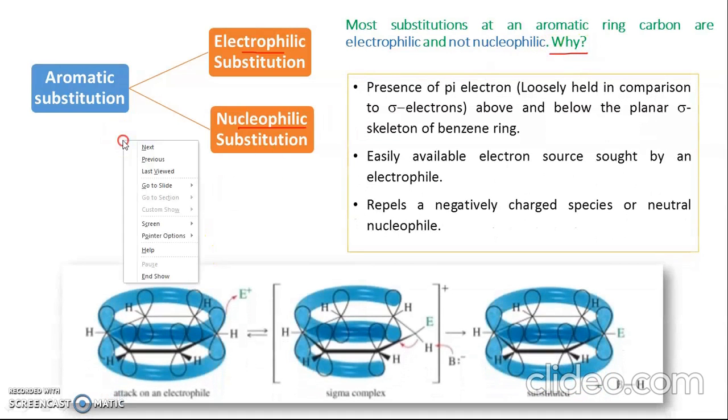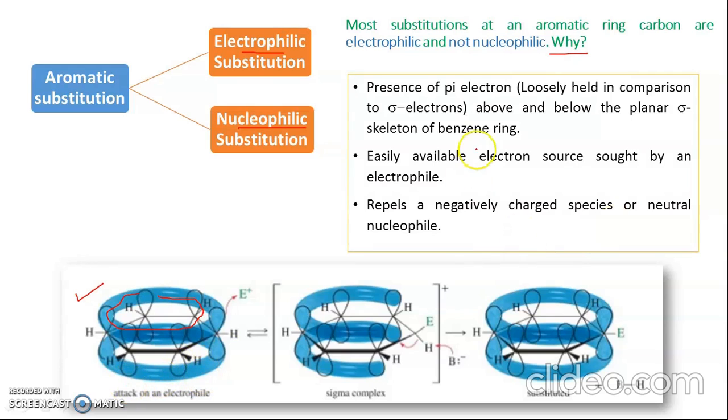Now if you look at the pi electron density of the benzene ring, here we have taken simple benzene because that will be convenient to understand. So there is a pi electron cloud above and below the sigma skeleton. So what is the sigma skeleton? The sigma skeleton is the 6-membered ring which is formed by 6 carbons. So this is the sigma skeleton. Above and below it there is the pi electron cloud, and pi electrons are loosely held compared with sigma electrons. So if it is loosely held, obviously it will be an easily available electron source.